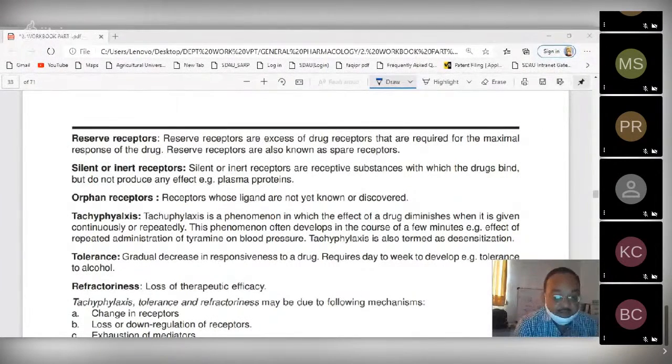And why does this happen? Tachyphylaxis. What is tachyphylaxis? It is nothing but the diminished response of the drug when the drug is continuously given. This phenomenon often develops over a time that may be minutes, hours, days, months, or even years. So this is known as tachyphylaxis or desensitization.